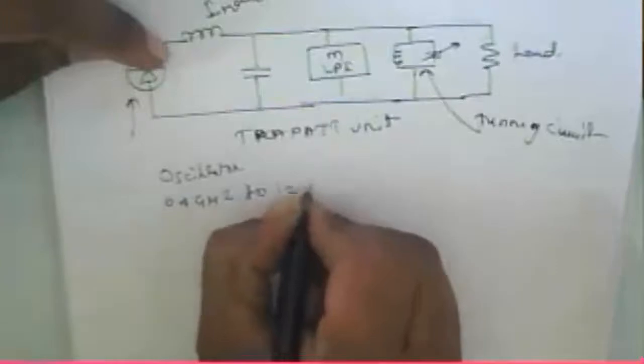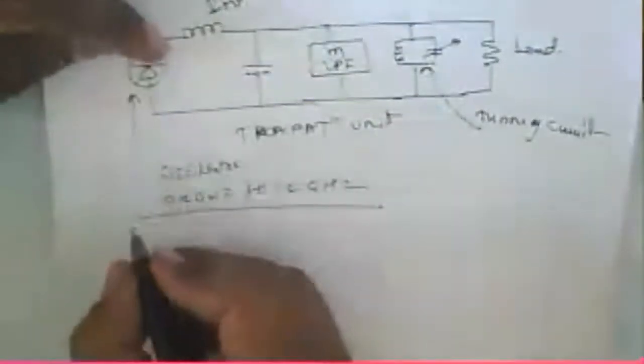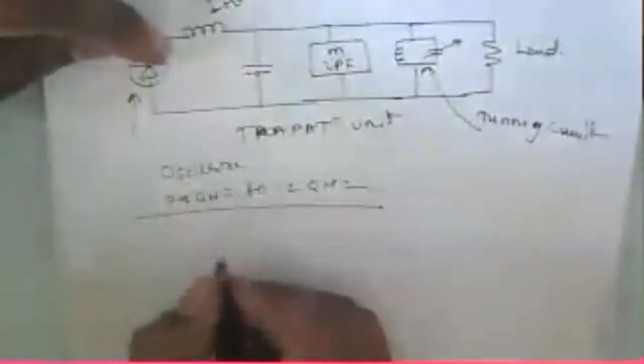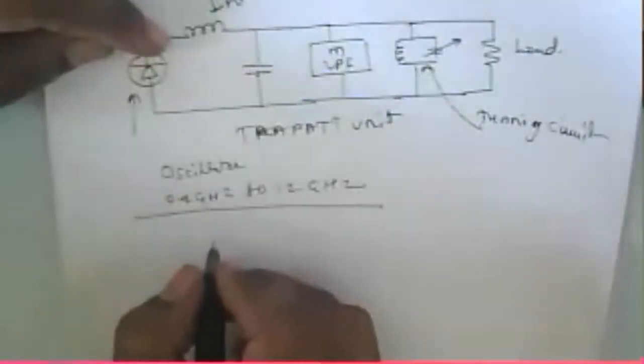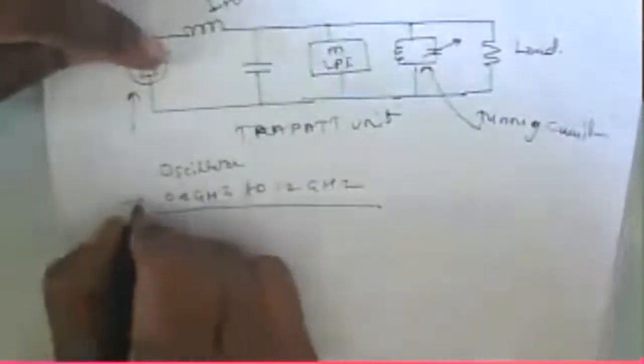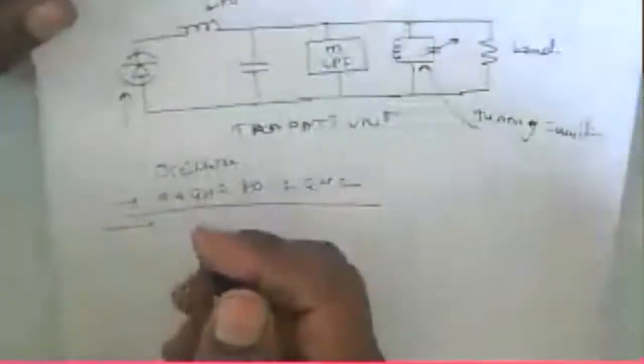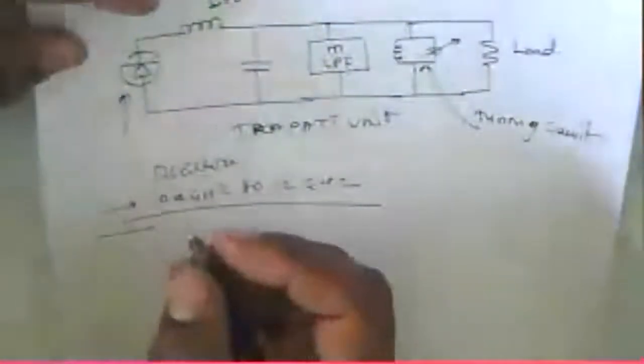If one end of your circuit is a trapper, the other end you can consider as a load there. And this trapper diode will work as an oscillator, or you can say it will work at 0.4 gigahertz to 12 gigahertz. So that is the trapper diode, that is the frequency of operation.